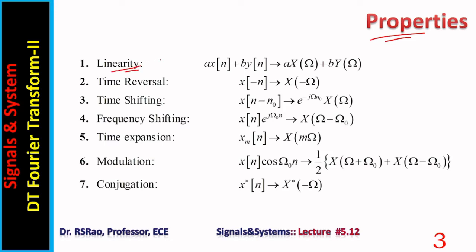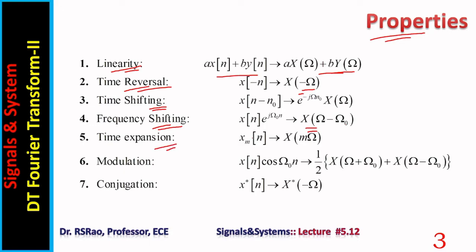Linearity property. The transform obeys linearity. Mathematically, it can be stated as DTFT of A x of n plus B y of n is equal to A X of omega plus B Y of omega. Time reversal. Transform of x of minus n is equal to X of minus omega. Time shifting. Transform of x of n minus n naught is equal to e power minus j omega n naught X of omega. Frequency shifting property. Transform of x of n e power j omega naught n is X of omega minus omega naught.